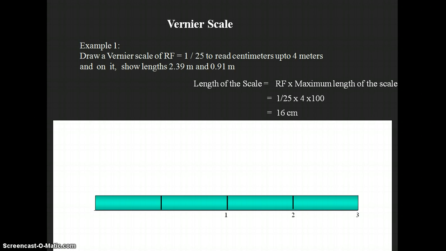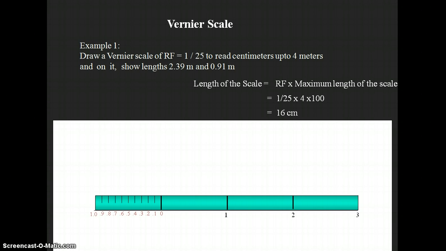So divide it into 4 equal parts and give the numbering, here the 0 is missing, so here 0, 1, 2, 3. Give the numbering as 0, 1, 2, 3. Now divide the first division again into 10 equal parts, which represents 0.1, 0.2, 0.3, 0.4 up to 0.9 and 1 meter. Give the numbering as 0, 0.1, 0.2, 0.3 up to 1 meter.